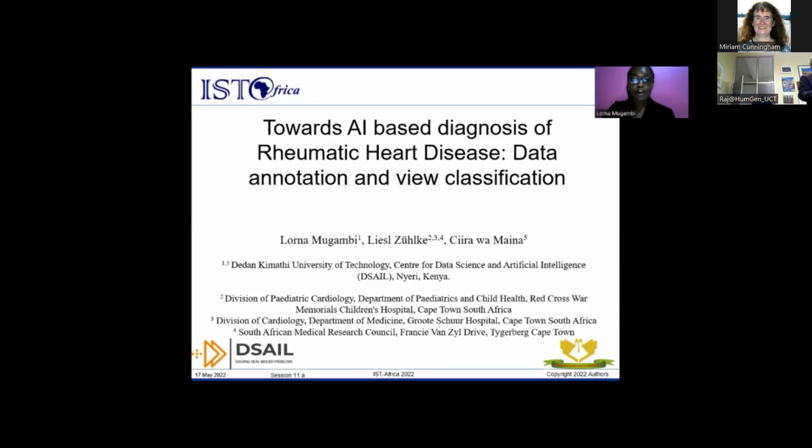The title of our paper is Towards AI-Based Diagnosis of Rheumatic Heart Disease, and in particular, at this stage, we're focusing on data annotation and the view classification.